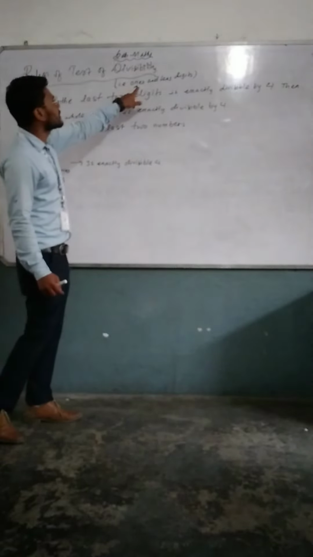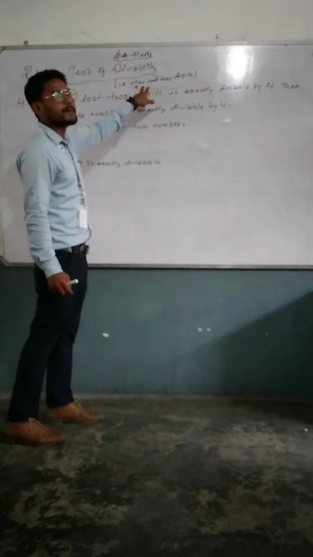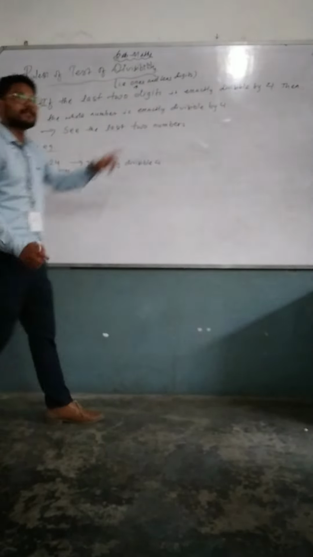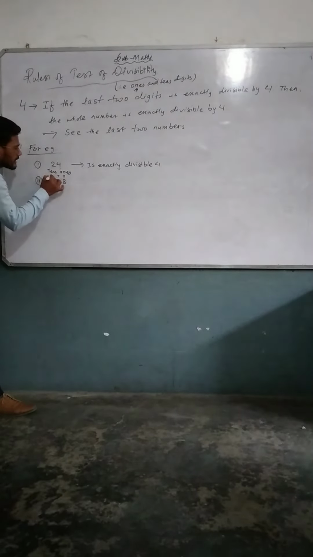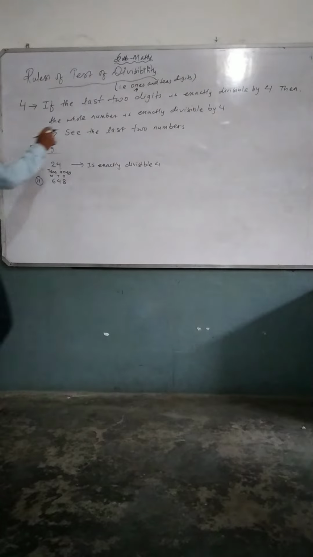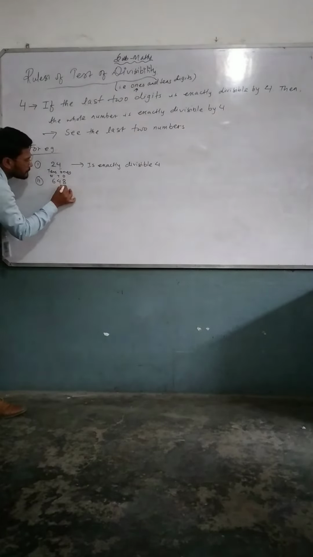Last 2 numbers means, if you have a problem with this, here it is mentioned very nicely: ones and tens digit. This one is ones, this one is tens, and this one is hundreds. That means you have to see the ones and tens digits. Only select these 2 digits.